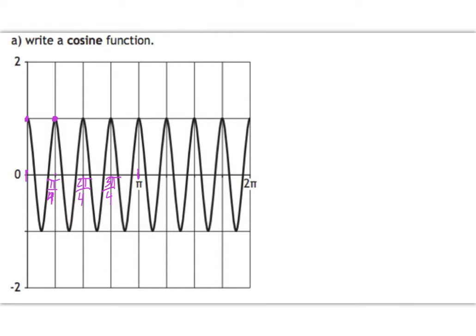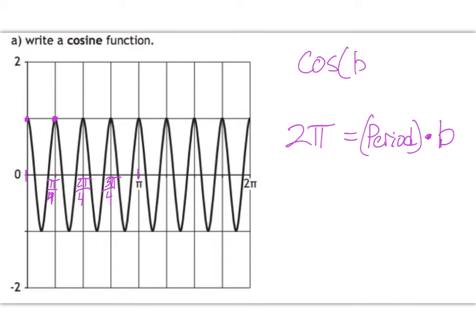To get this number, we're going to work a little bit backwards. And to do that, we're going to use a really useful relationship, which is that 2 pi is always going to equal our period times the b value in our equation. So I'm talking about this. So cosine of b times x. That's going to be true any way we look at this.